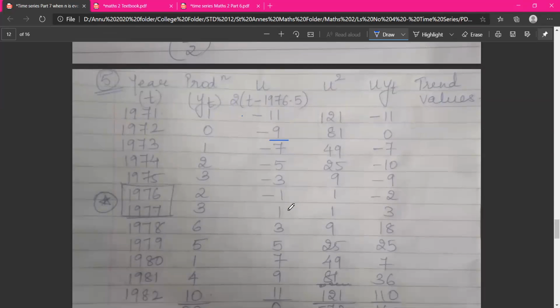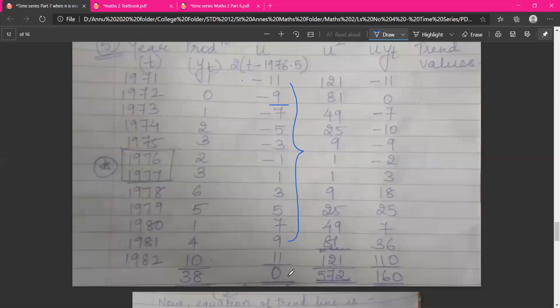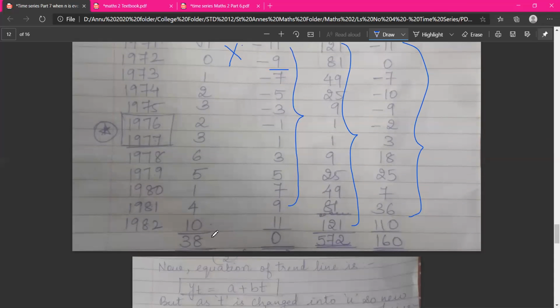So इस तरीके से 1 by 1 you will put the values of T, keep on changing and you will get the answers, some in minus, some in plus. Once you have the value of U, it becomes easier for you all to calculate U square. तो U square आप आराम से बना सकते हो. After making U square, the next step is column number 2 multiplied by column number 3, that is U into YT. So you can get those columns as well. And once you're ready with the values, then you can add column number 2, column number 3, column number 4, and column number 5.